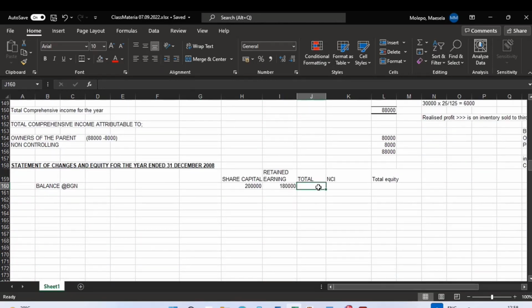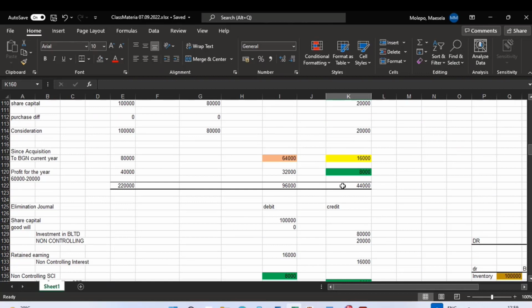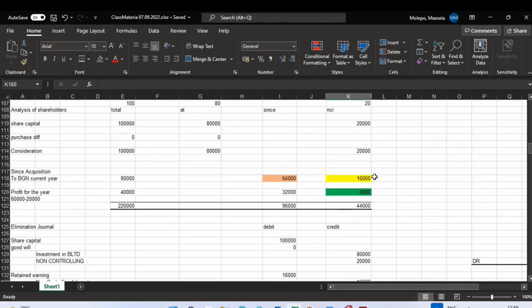Then when we add this together, they will give us 380. So the NCI will be this. When we add the two, there will be 36, because it will be from the beginning plus whatever happened from acquisition up to the beginning.